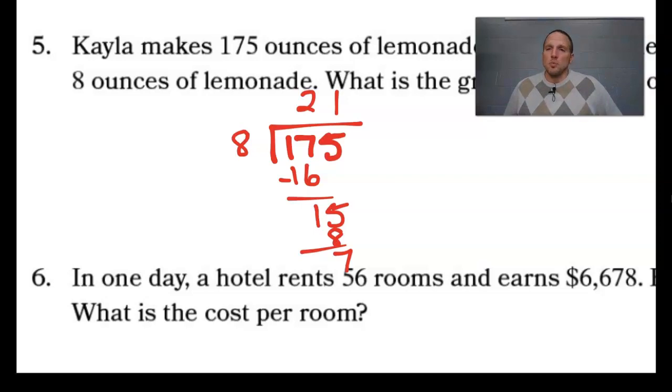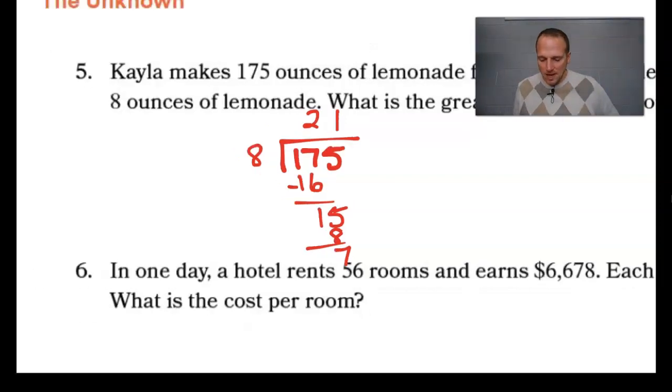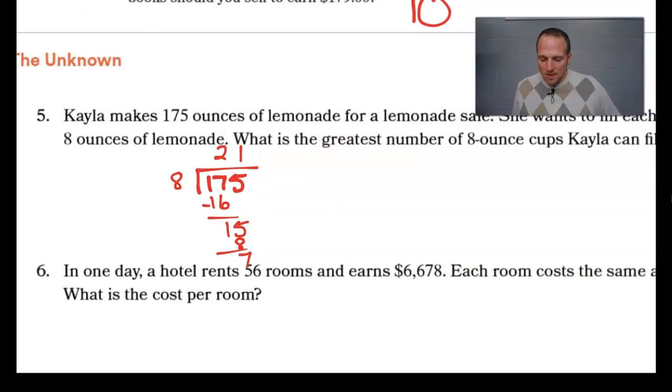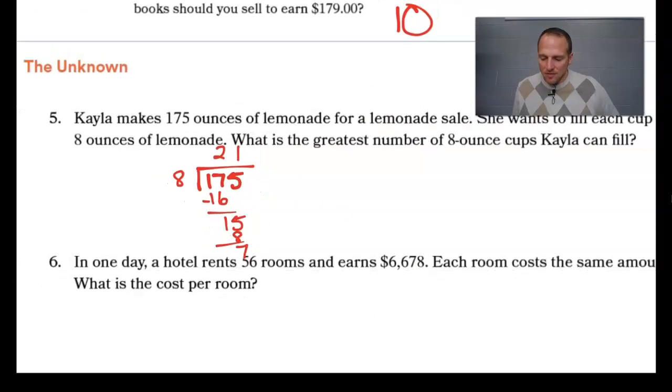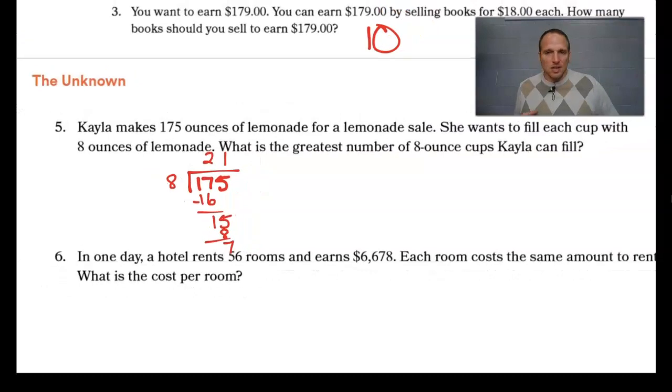So this is a real-world problem. We can't sell a part of a cup of lemonade, right? So this 7 that we have remaining is really kind of insignificant. It doesn't matter. So I've got a question. Do we have enough to sell 22? No, because we've only got 7 ounces left. That's our leftovers. We can't sell our leftovers. The greatest number of cups that we can sell is 21. Okay?